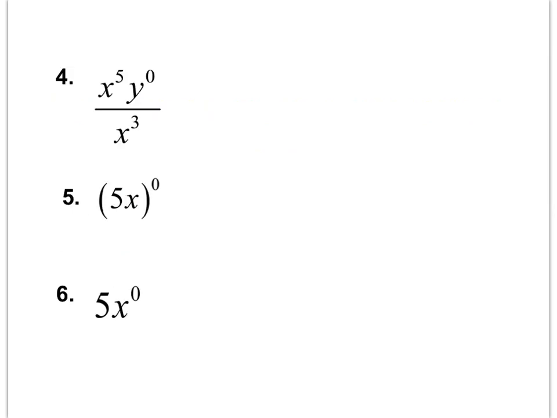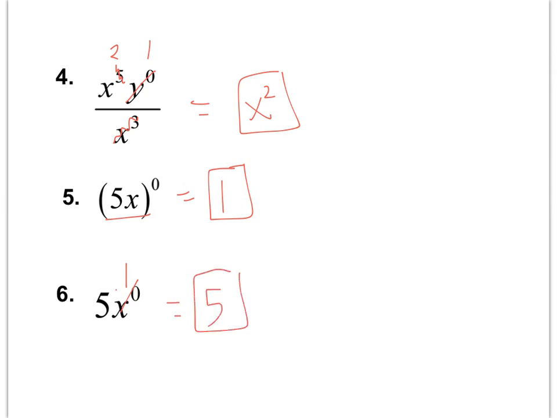Now let's look at a couple of these unique examples. So x to the 5th, y to the 0 over x to the 3rd. This y to the 0 turns to a 1, but now I can continue to simplify the x's. So I'm left with x squared. 5x all to the 0 power is 1, but what's 5 times x to the 0 power? Yeah, x to the 0 power turns to 1, and what's 5 times 1? 5. So sometimes you just got to be careful on where that 0 is or what exponent 0 is attached to.